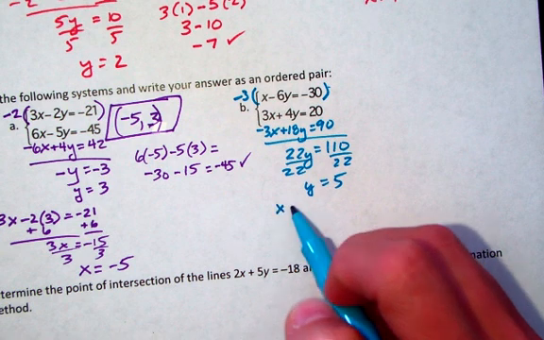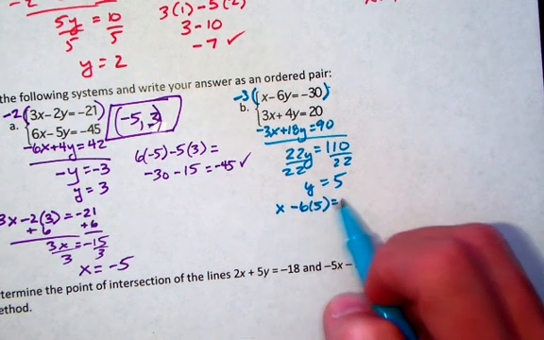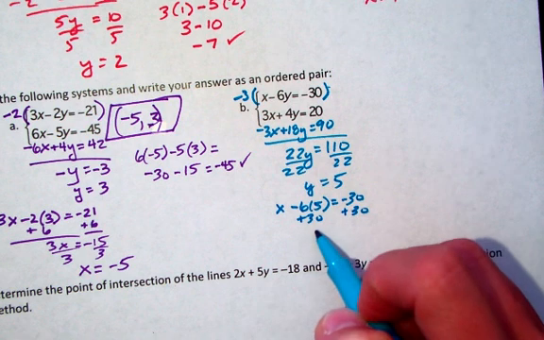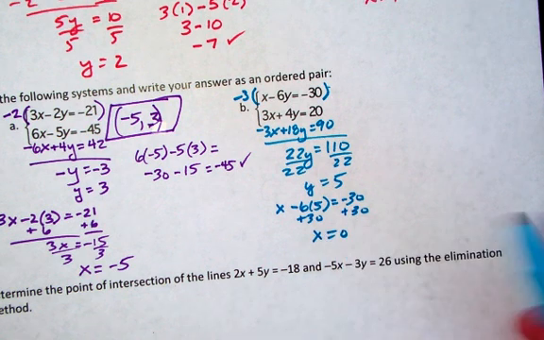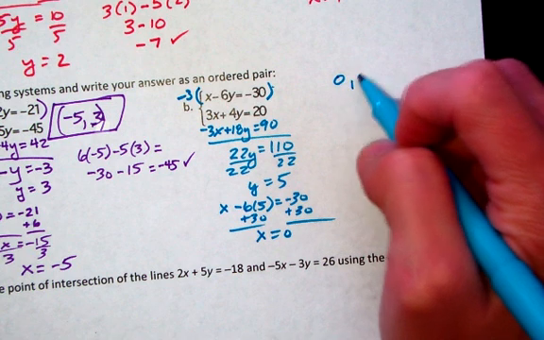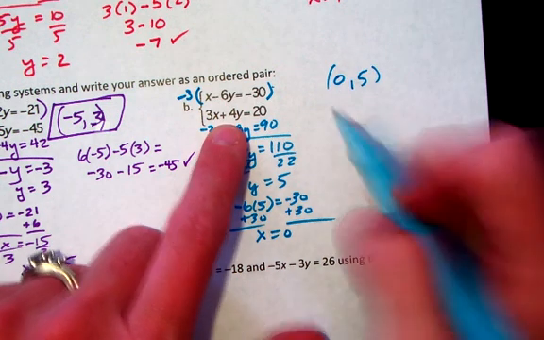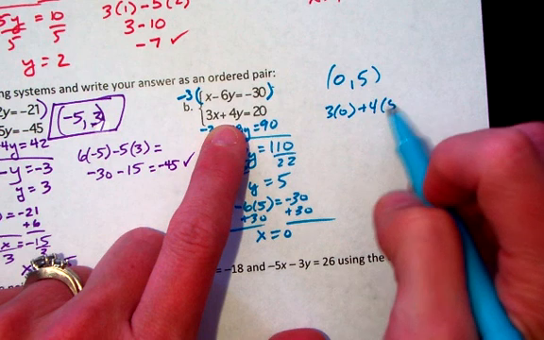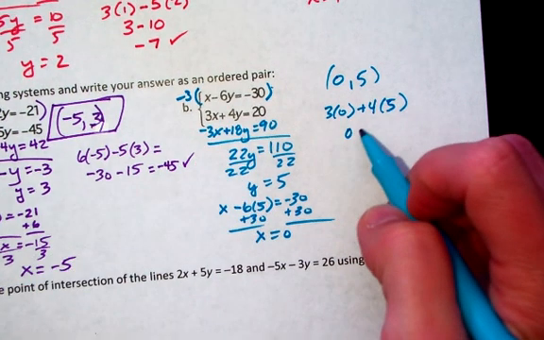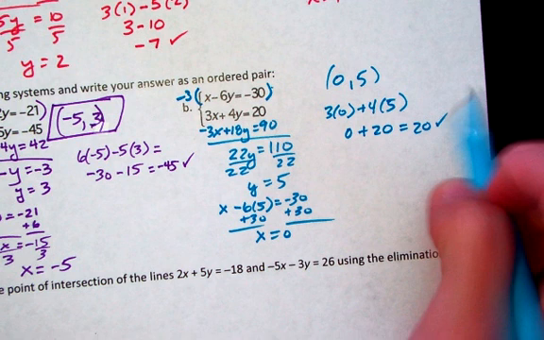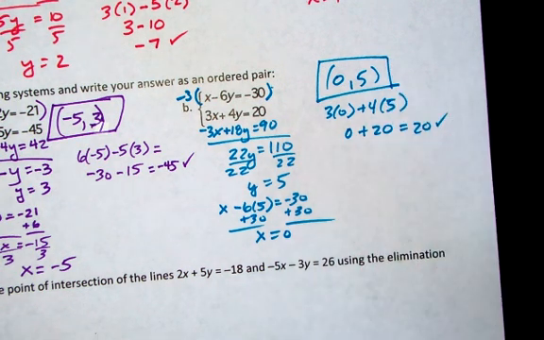So x minus 6 times 5 equals negative 30. I'm going to add 30 to both sides. So I get that x equals 0. So my solution as of now is 0, 5. And I'm going to use the second equation to check. So 3 times 0 plus 4 times 5 is going to be 0 plus 20, which sure enough equals 20. So I can say that this is definitely my solution.